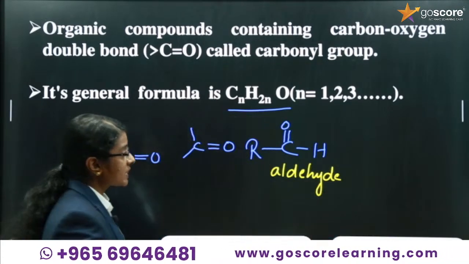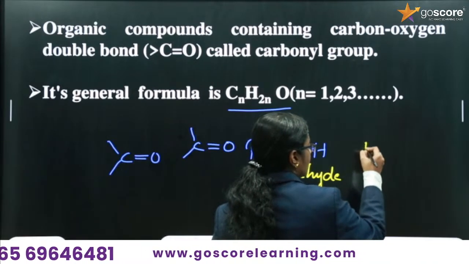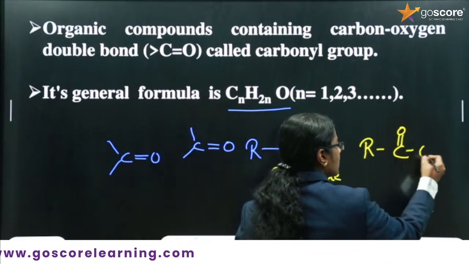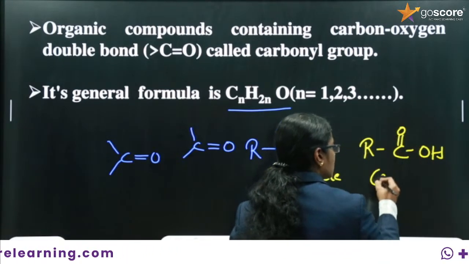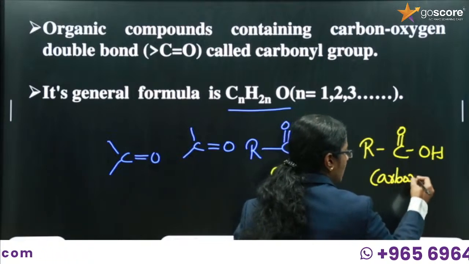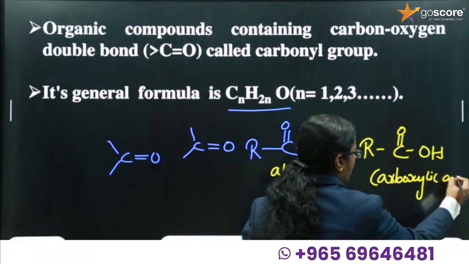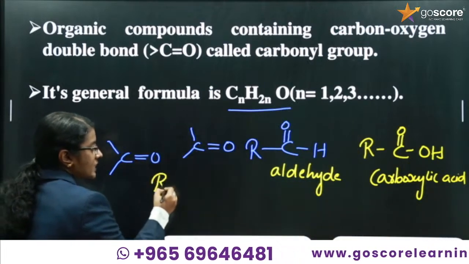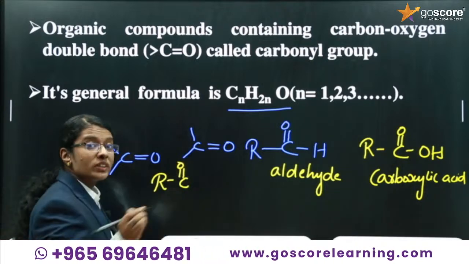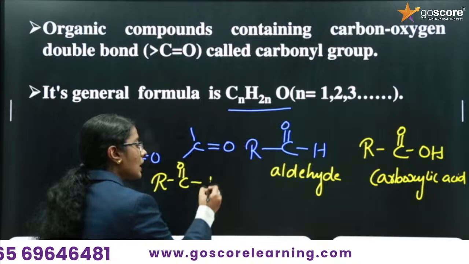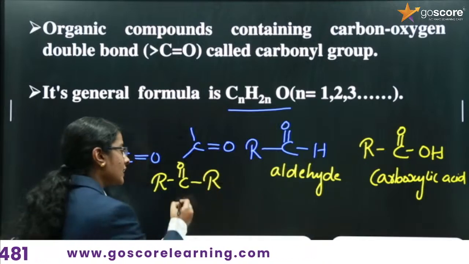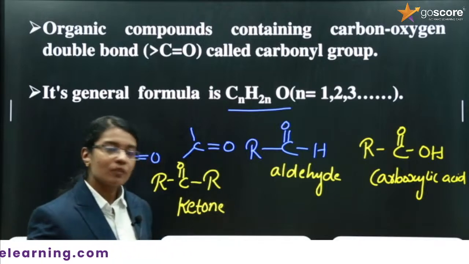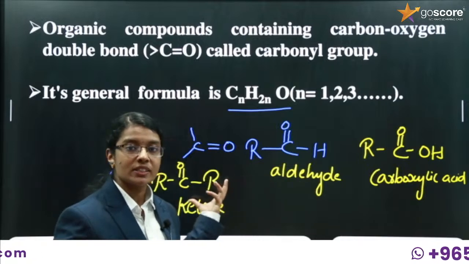If one end of the carbonyl group is attached to OH, then it is called carboxylic acid. If both ends of the carbonyl group are attached to alkyl groups, then it is called ketone. So these are the general formulas of aldehyde, carboxylic acid, and ketone.